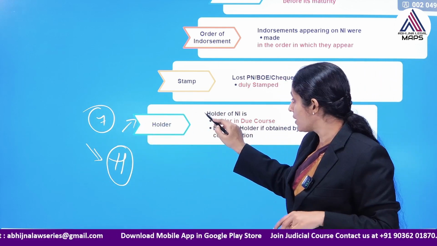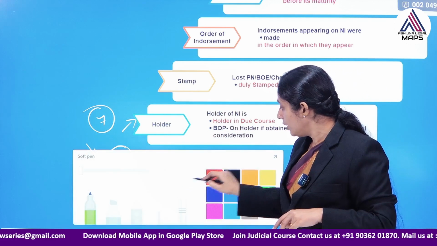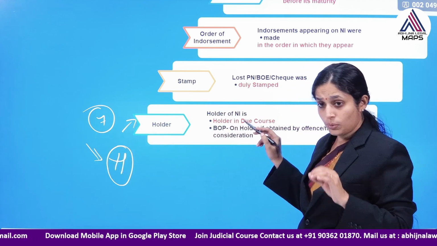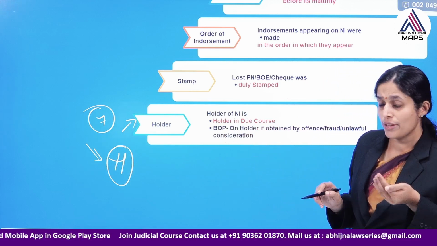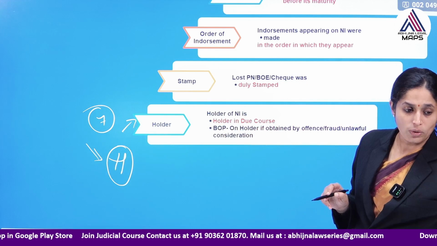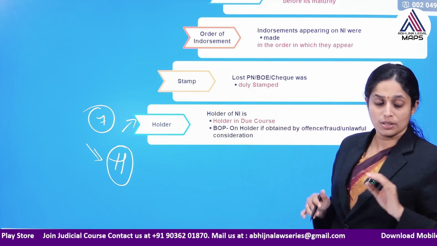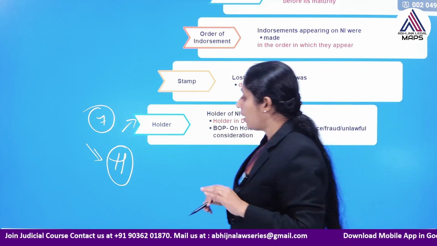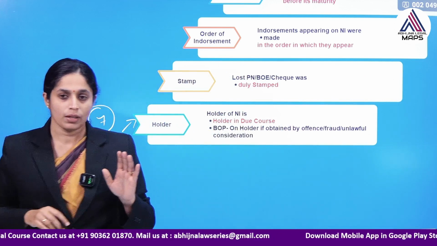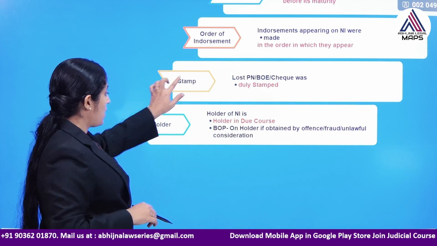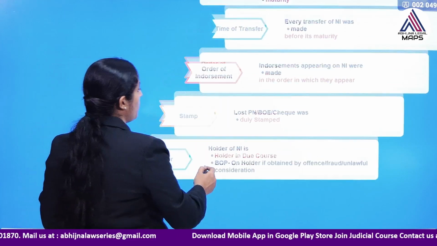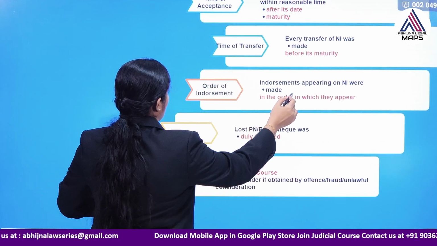The holder, whoever is there, is presumed to be a holder in due course except if the negotiable instrument was obtained by offence, fraud or unlawful consideration. Only in such cases he has to prove that. Okay. So, these are all the kinds of presumptions for negotiable instruments, seven of them, which we can see.